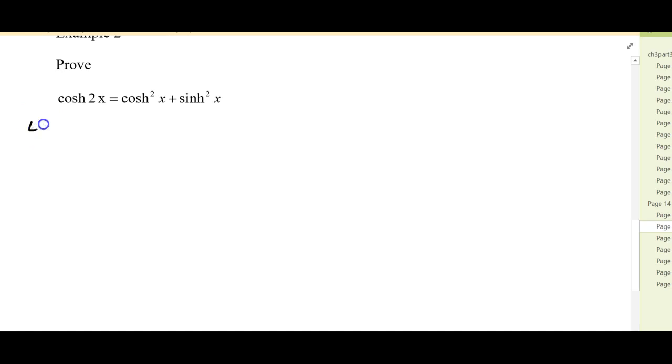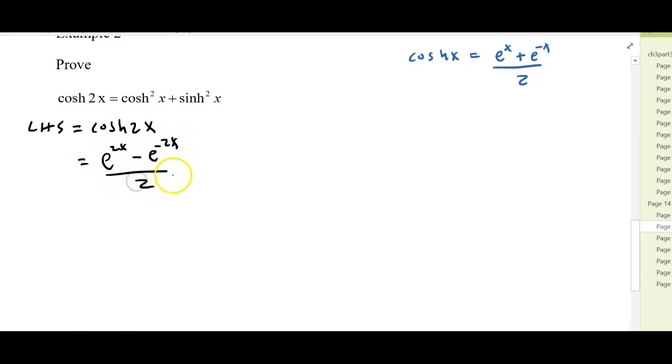Anyway, so what is my left-hand side? My left-hand side, cosh of 2x. What does that mean? Well, I know that cosh x is just e to the x plus e to the negative x over 2. So if I do cosh 2x, I just replace the x's here with 2x. So cosh 2x is really just e to the 2x plus e to the negative 2x over 2.